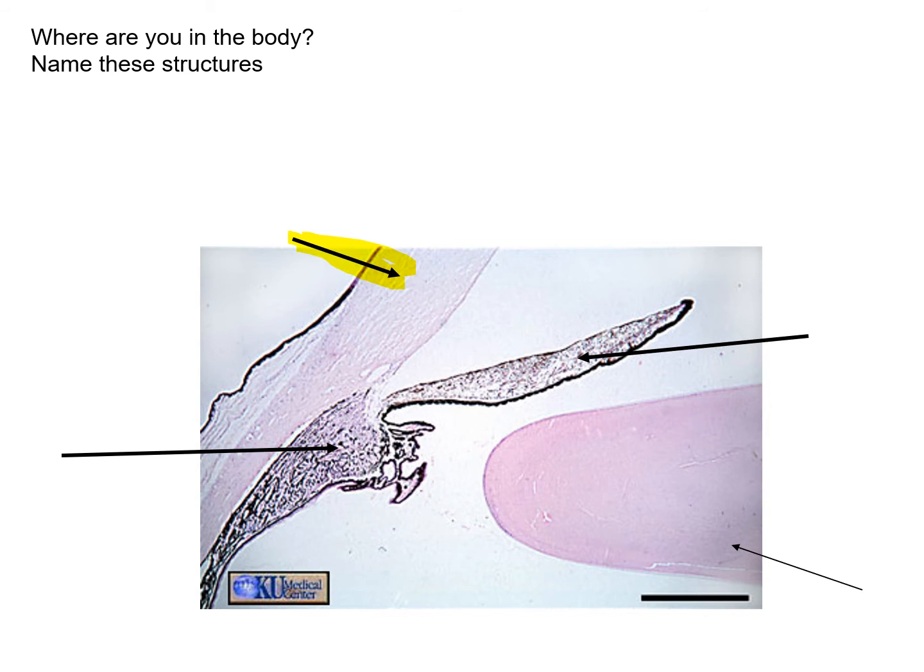Cornea, lens, and then iris. Iris, then lens. Iris, then lens, and then what about the last arrow? It's also part of the vascular tunic.